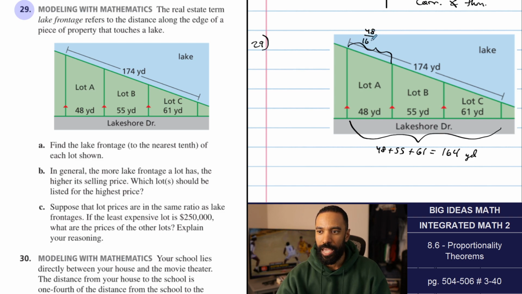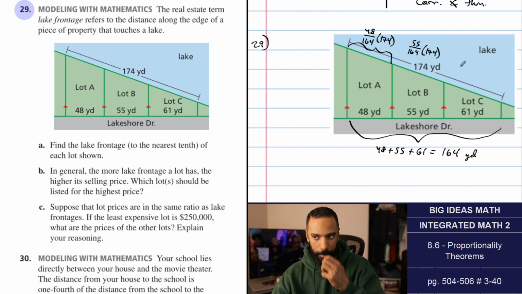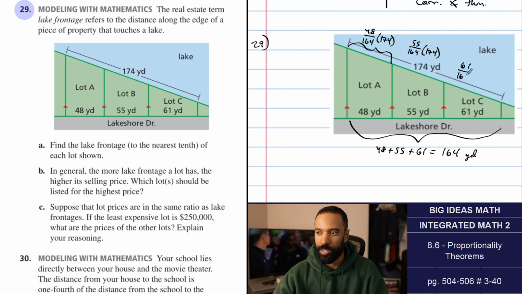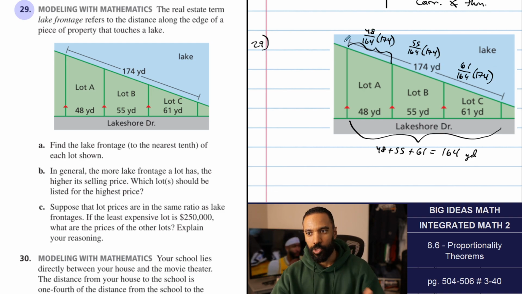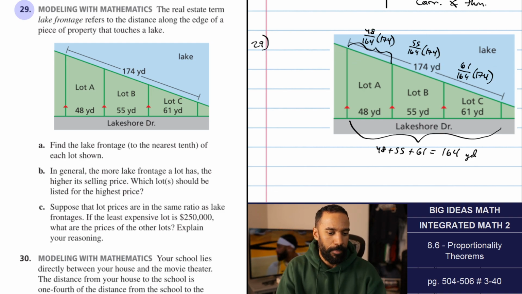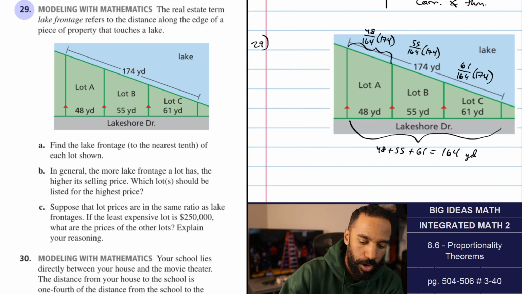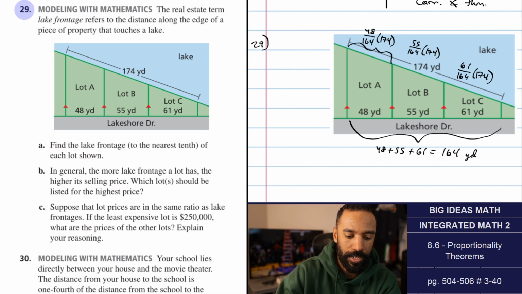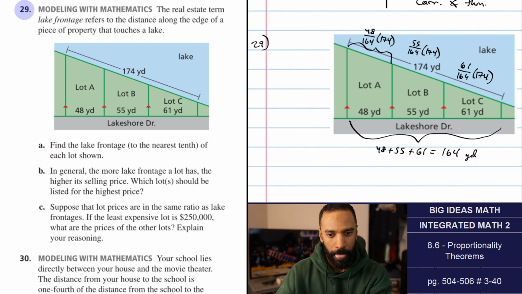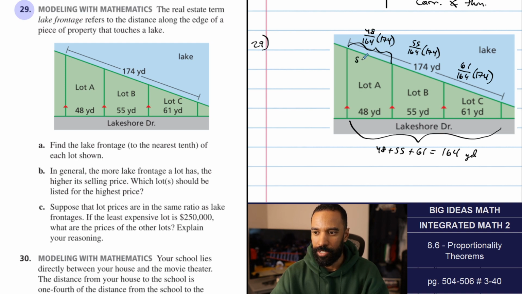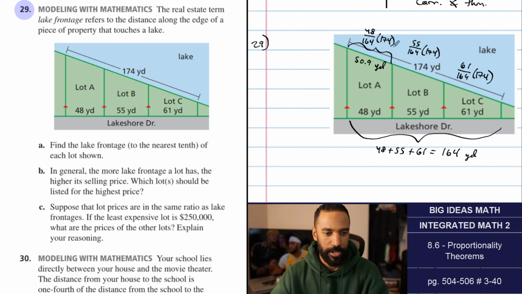We can do 48 over 164 times 174 here. We can do 55 over 164 times 174 here. This is the only way I'm really thinking about how to do the problem. And 61 over 164 times 174 here. Those amounts will get us what those things are. Let me use my calculator for that. I'm never not going to use that. 48 over 164 times 174. 50.9 yards, rounded to the nearest tenth.